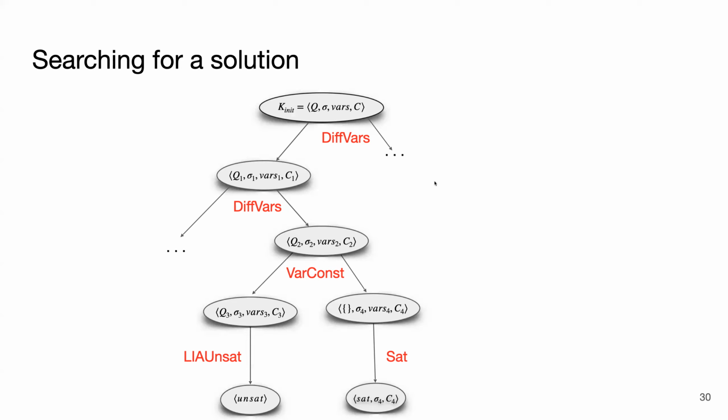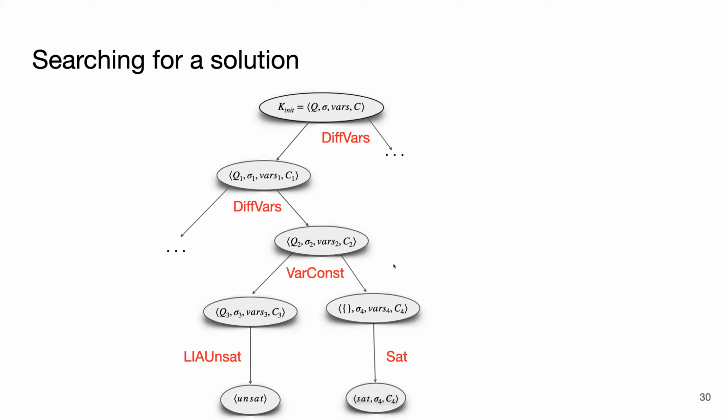Yeah. So for example, diff vars is applicable when on both the sides you have sequences starting with variables. If one of the sides does not have a variable, it has a character or a block, you will apply var const. So that is what is meant by enabled rules.